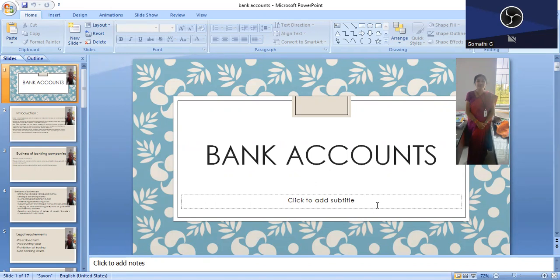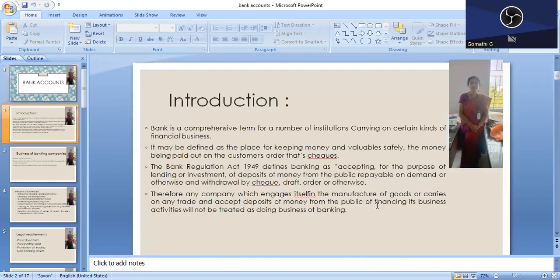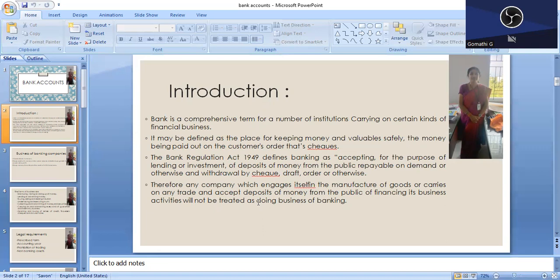The Banking Regulation Act defines banking as accepting for the purpose of lending or investment the deposits of money from the public, repayable on demand or otherwise, or withdrawable by check, draft, order or otherwise. Therefore, any company which engages itself in the manufacture of goods or carries on any trade and accepts deposits of money from the public for financing its business activities will not be treated as doing the business of banking.